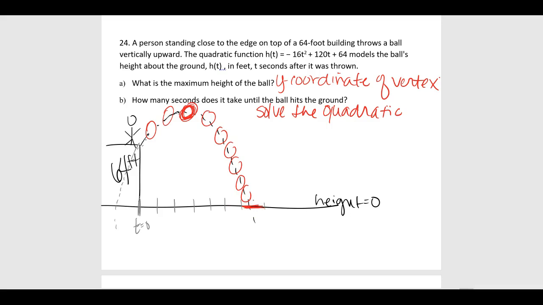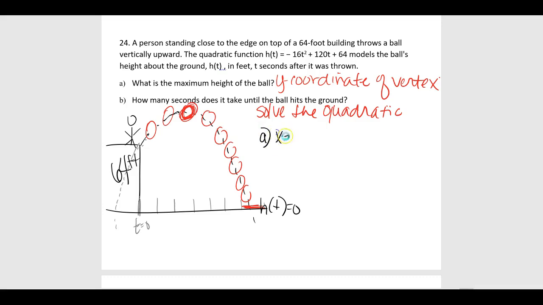Okay, so I'm going to need this to do my work, so I'm going to erase some of this. Alright, so we want to get the maximum height of the ball. We have to first get the y-coordinate of the vertex. So we want to find the vertex. And to start getting that, we're going to find x equals negative b over 2a. So that'll be negative 120 over 2 times negative 16.